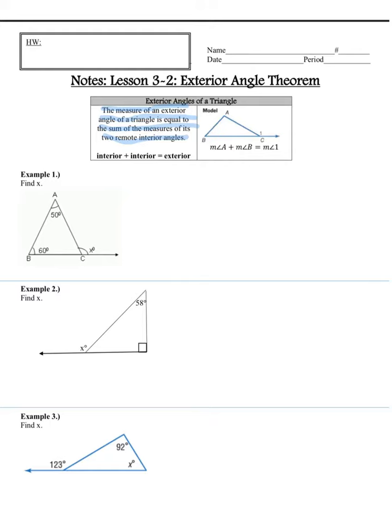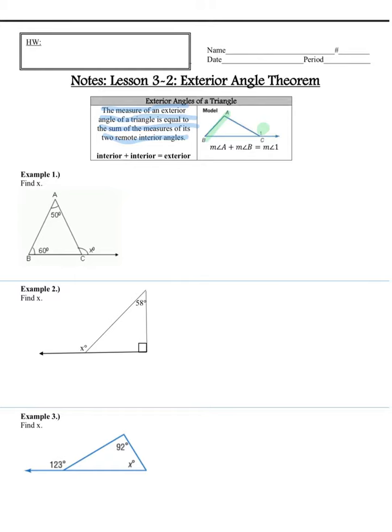So on the right here you have an illustration to model this, and it says the measure of angle A plus B, so these two angles, are going to be equal to the measure of angle 1. So again, those two angles that are furthest away from the exterior angle, when added together, will be equivalent to the exterior angle.